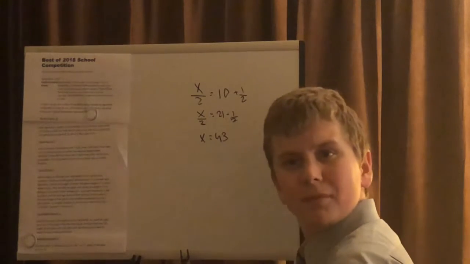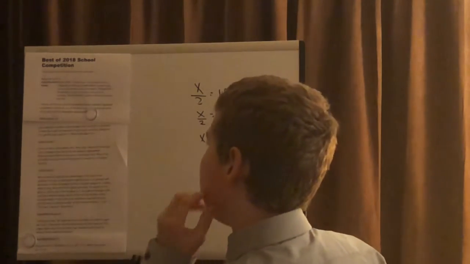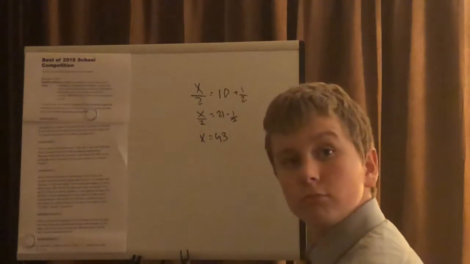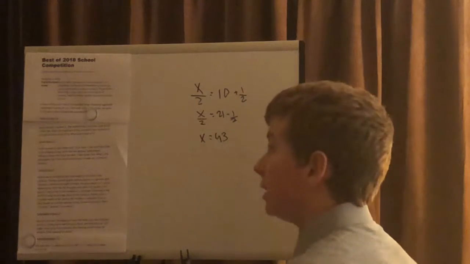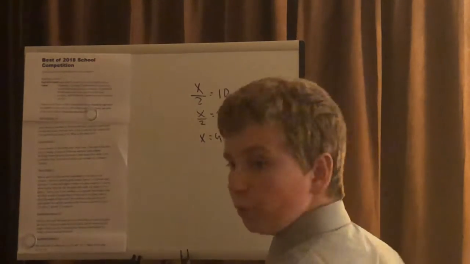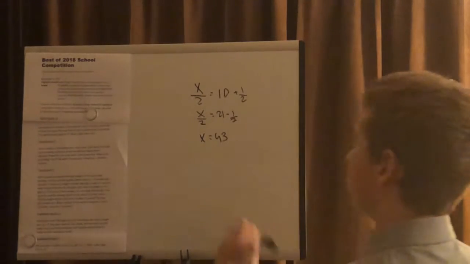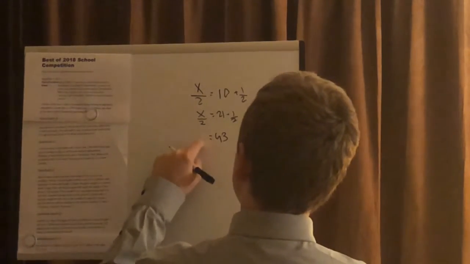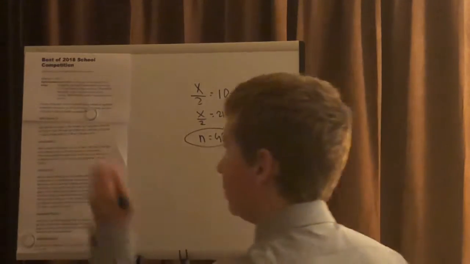Now let's check that one more time. So 43, take half, that is 21 1/2, subtract a half, that's 21. Then 21 divided by 2 is 10 1/2, subtract a half, and you get the final result of 10. So x, this should be n, equals 43.